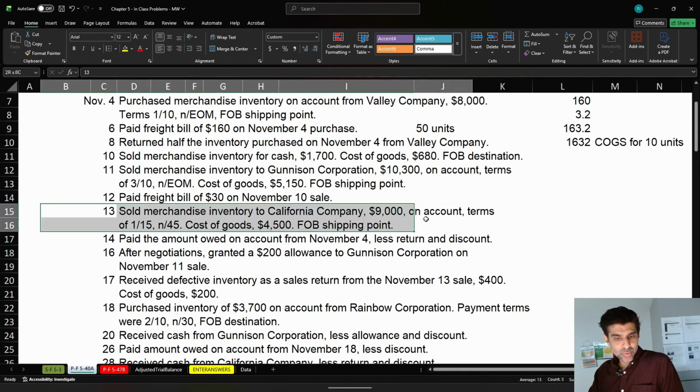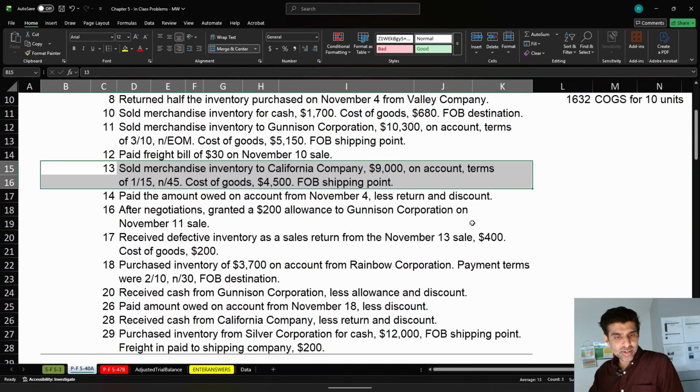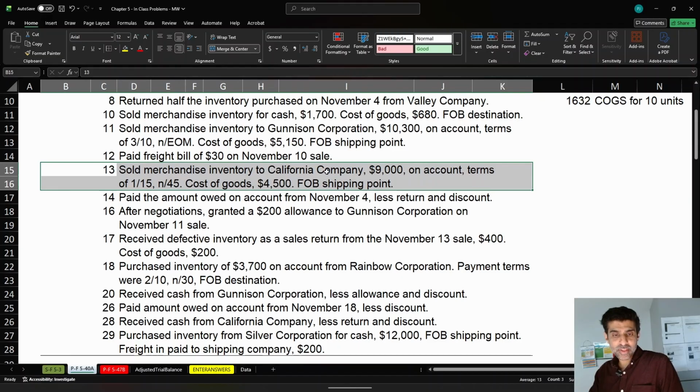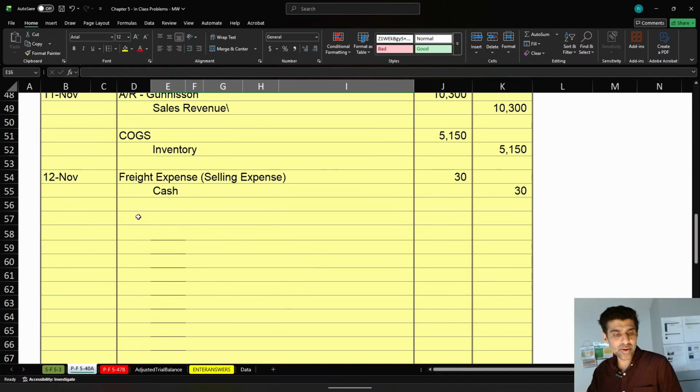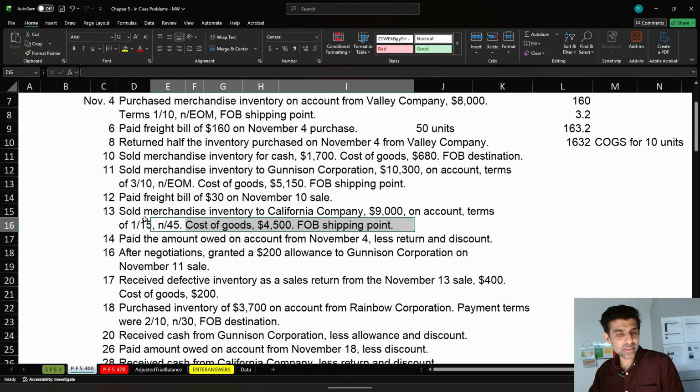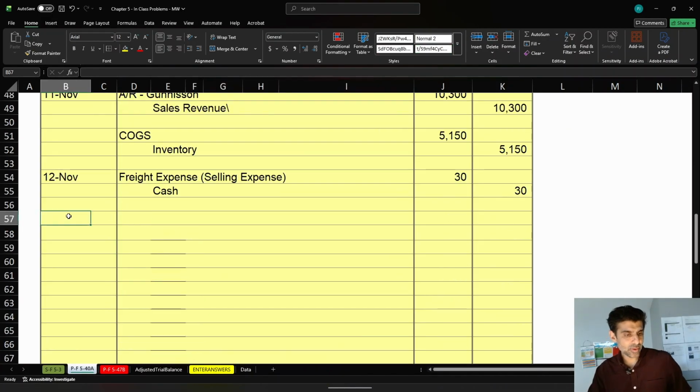Okay, so let's just do one more. Sold merchandise inventory to this different customer for 9,000 on account. We offer them some credit terms, and then our cost of goods sold was 4,500. So again, we're going to assume that they're not taking the discount, so we're going to record the full amount.